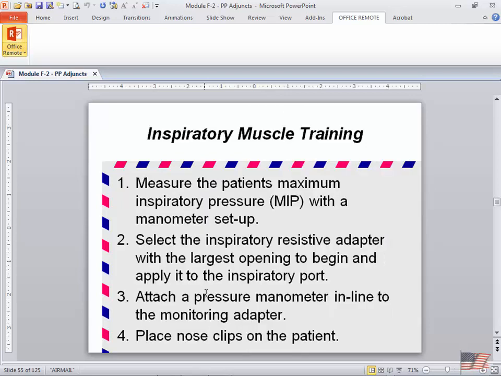So what we want to do is measure their maximal inspiratory pressure. Okay? Did we do that last semester? Correct. MEP and MIP? Yeah.